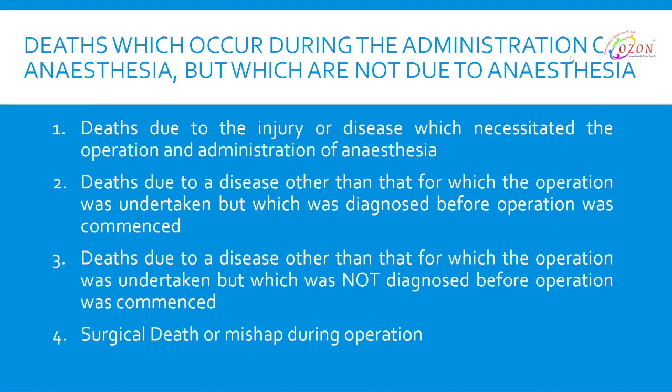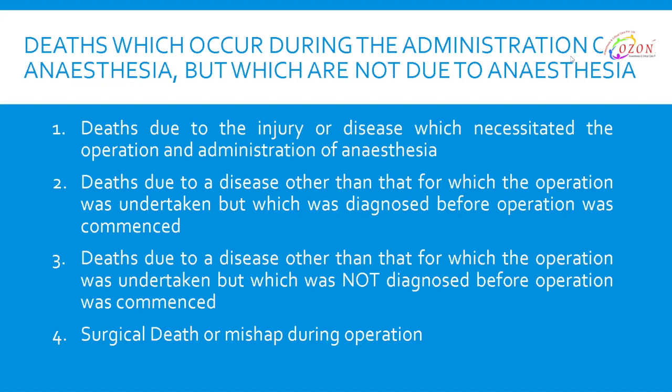So we'll just go through one by one. Deaths which occur during the administration of anesthesia, but which are not due to anesthesia. First, death might be due to the injury or the disease which necessitated the operation and the administration of anesthesia, especially the operation for which it has been planned. It might be serious in nature, which might itself be responsible for death, and the anesthesia might just have precipitated the death.